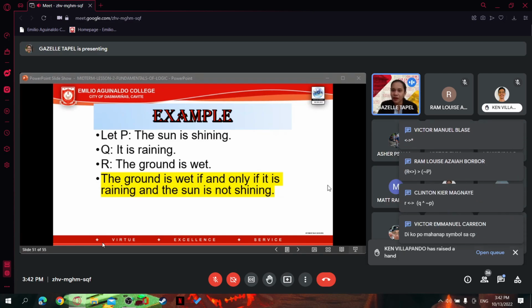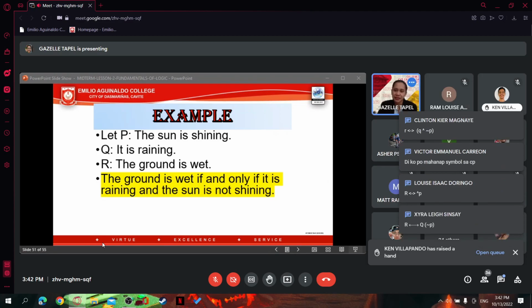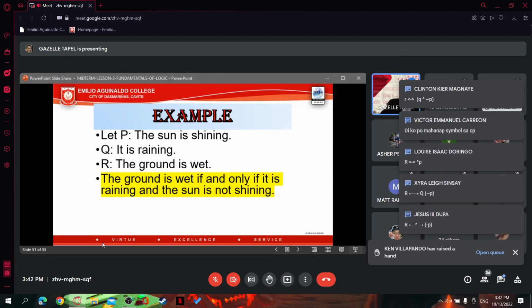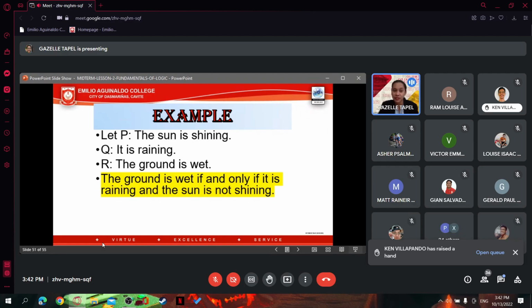Sabi ni Owen ay R, if and only if not P. Tignan natin ha. Analyze natin. Okay. The ground is wet. Anong proposition yon? Ay R, sorry. The ground is wet referring to the proposition R. Tama? If and only if. So, ibig sabihin, dalawang arrow. So, R, yung dalawang arrow.